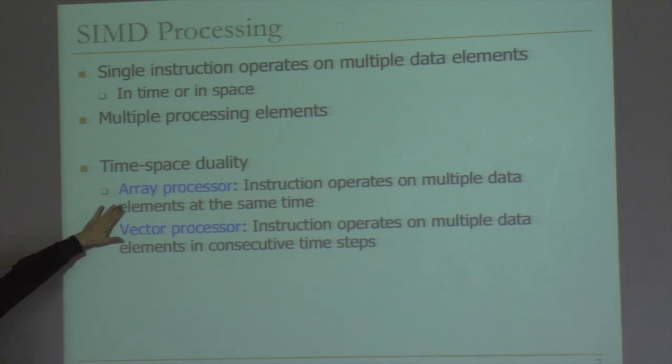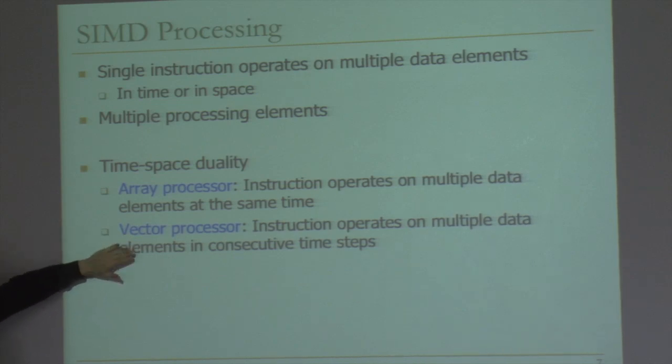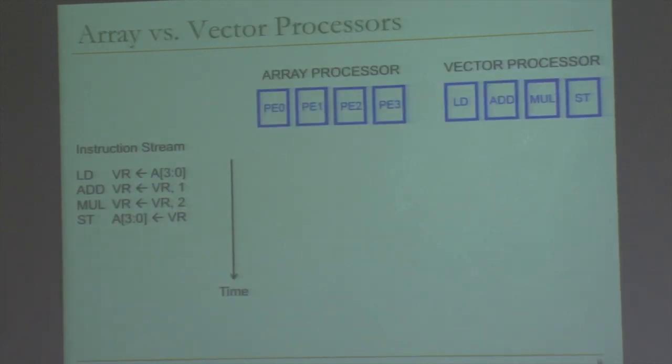In an array processor, a SIMD instruction, a single instruction, operates on multiple data elements at the same time. Basically, all of those operations are done in parallel at different functional units. In a vector processor, the instruction operates on multiple data elements in consecutive time steps. Let's take a look at an example of this.